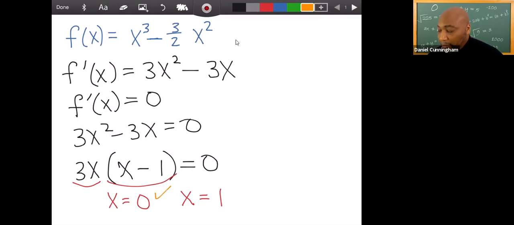And they could be max and min. But right now, we're not worrying about the local extremums or relative extremums. We're just looking at finding how to write where the function is increasing and decreasing.